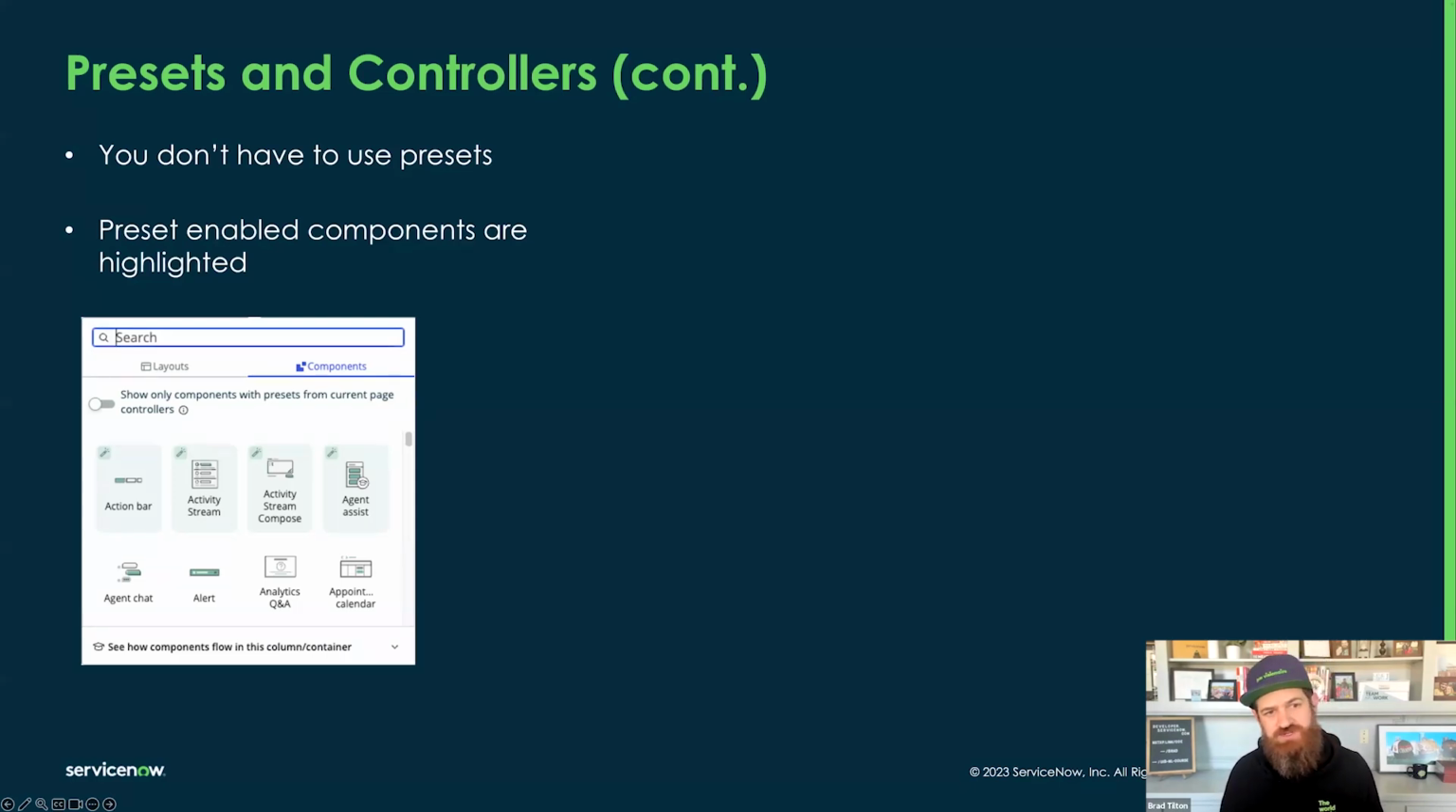Once you have a controller on the page and you go to add a component, we highlight all of the preset-enabled components that will go with that controller. So you know that if you drag this onto the page, it can be automatically configured.